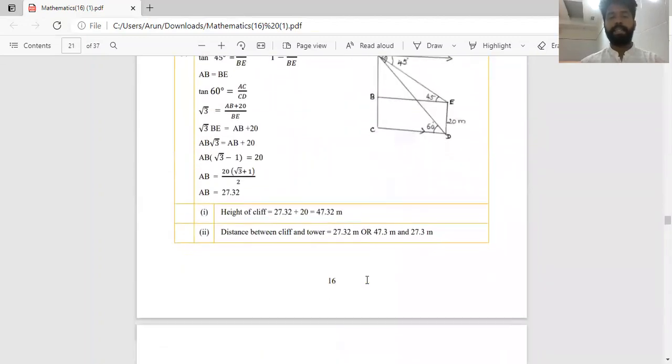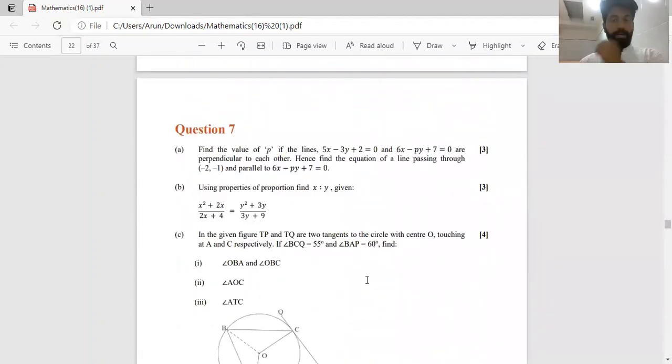Next, Question 7a. Find the value of P if these two lines are perpendicular to each other. The perpendicular and parallel lines concept has been removed from the portion this year. So we will not be discussing this particular question. We will move on to the next one directly.